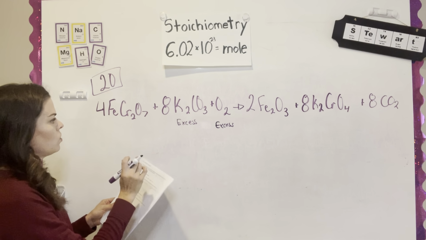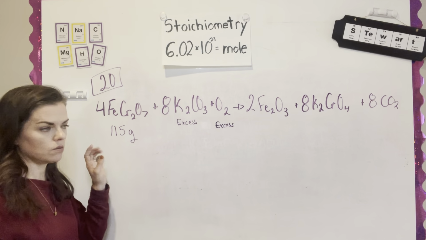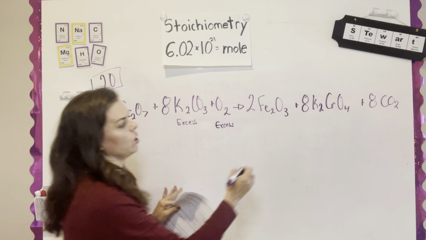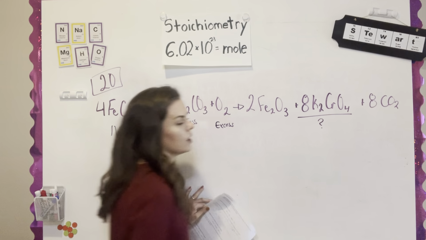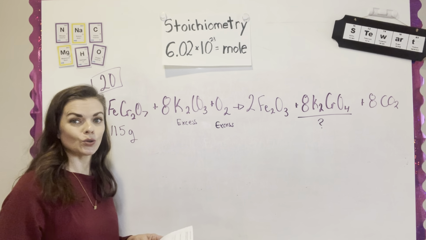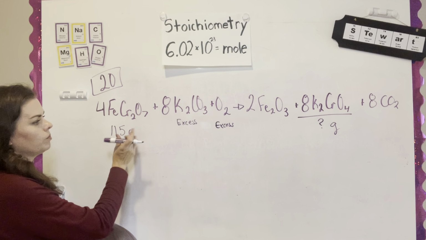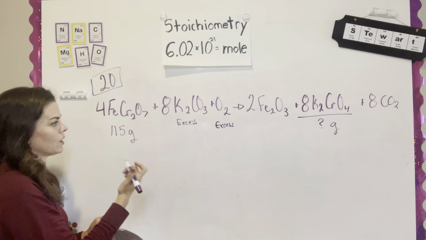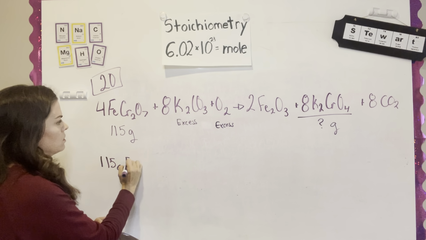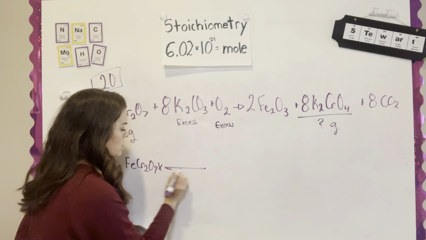But then it says I only have 115 grams of this reactant. The question is asking me how much of that reactant am I making? I'm going to guess it's probably asking in grams. So I'm going to go from grams of this to grams of that. Now y'all have learned that we cannot go grams to grams. We have to go grams to moles. So there is going to be a lot of calculating here.